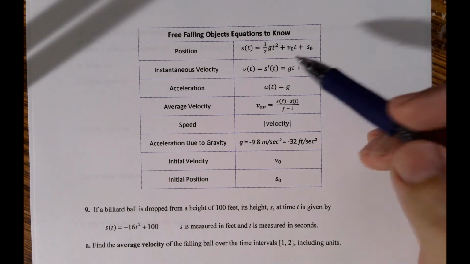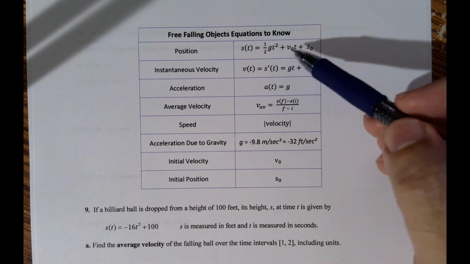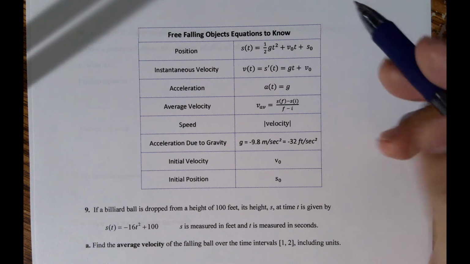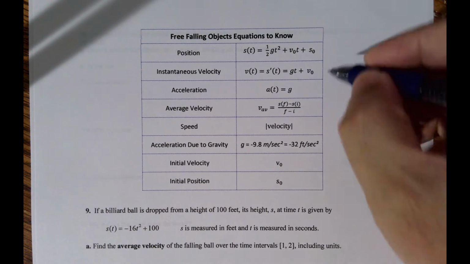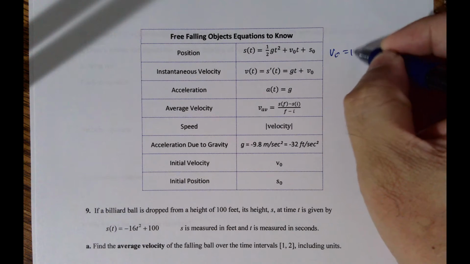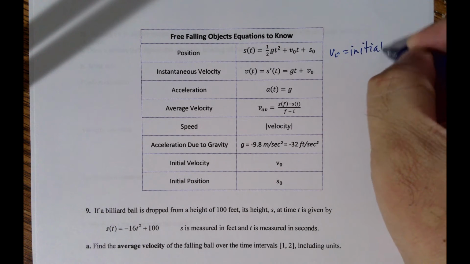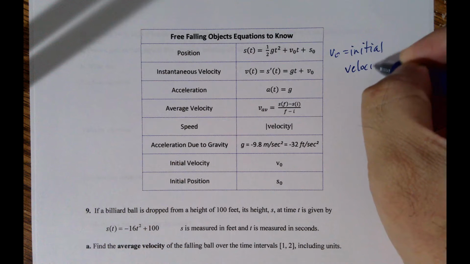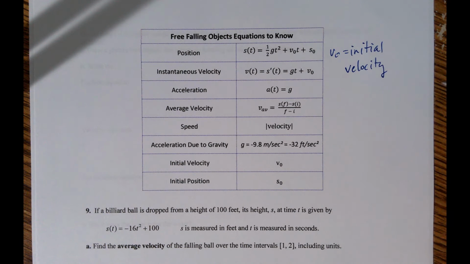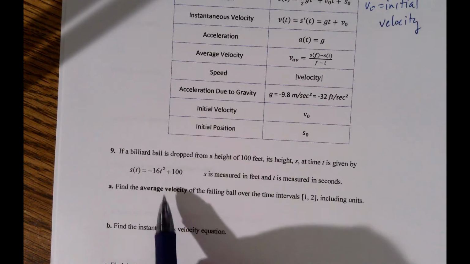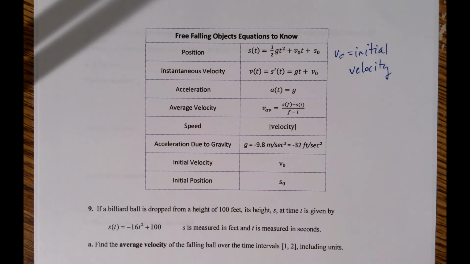Next, t squared, plus v sub 0. V sub 0 is initial velocity. For example, if you dropped a ball, in the example down here, we're dropping the ball. If you drop a ball, the initial velocity is 0. If you throw the ball, then the initial velocity is the speed in which you throw the ball.